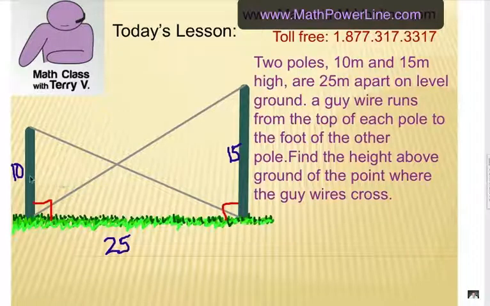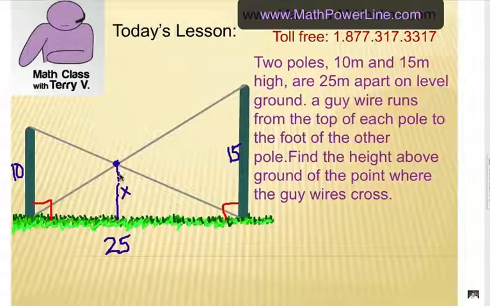Got a 10-meter pole, we have a 15-meter pole here, and they're 25 meters apart. Now we have to assume, and it's a good thing, that we have these poles standing straight, and therefore those are right angles. That gives us our right triangles that help us solve this problem. So here's where the guy wires cross, and we want to know how far off the ground that point is.